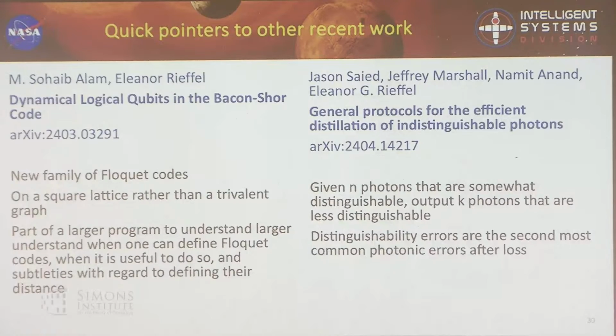We have a new family of Floquet codes. They're on a square lattice rather than a trivalent graph. Most of the previous examples were on trivalent graphs. That might mean they're easier to implement, and it would be really cool to do a demo of a Floquet code. And this is just part of a larger program to try to understand when one can define Floquet codes, when it is useful to do so.